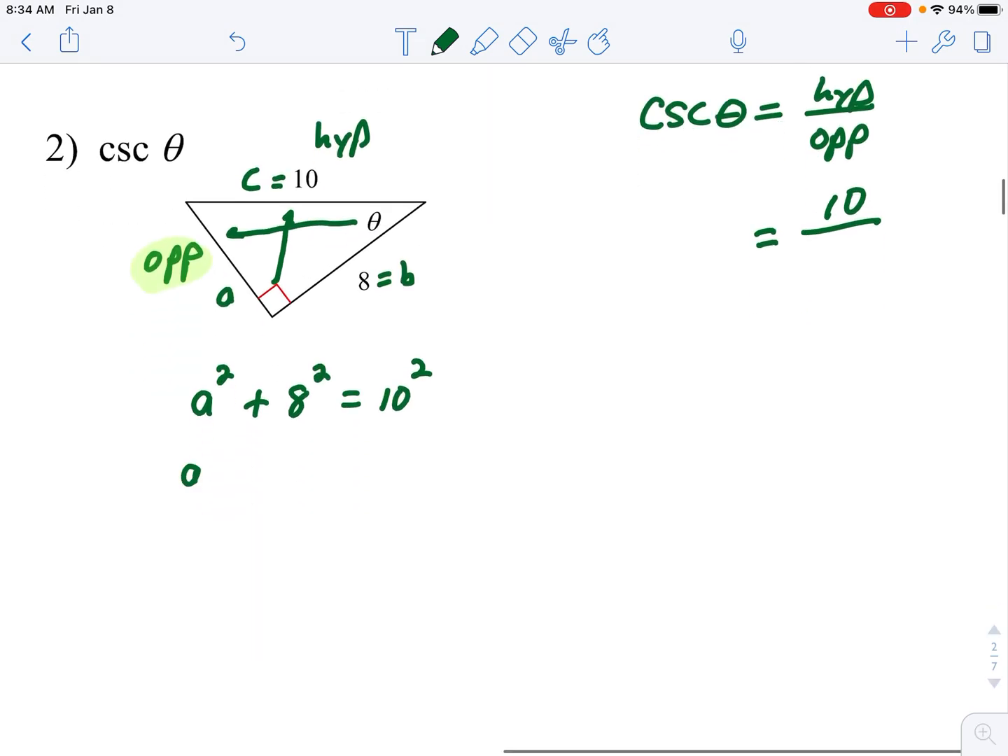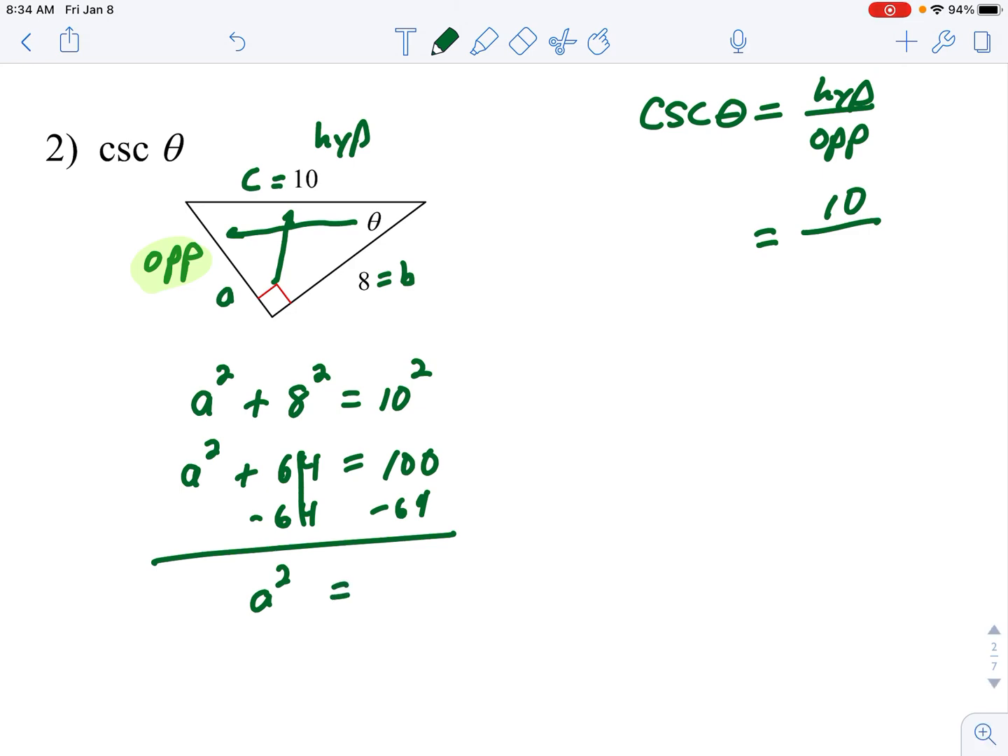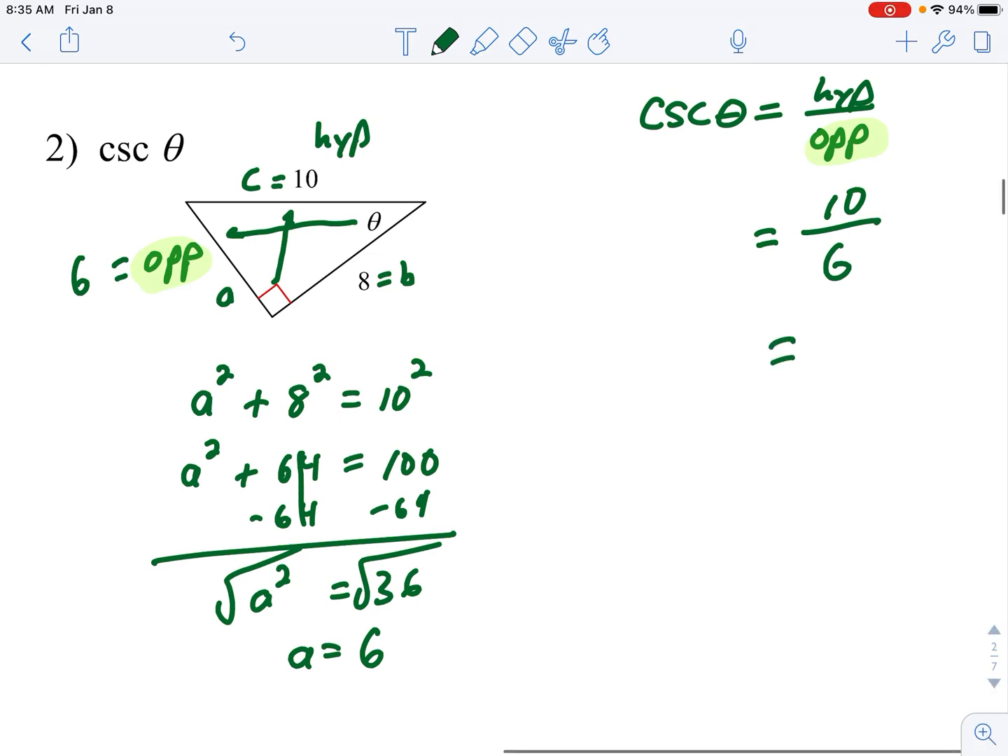And then do the math here. A squared plus 64 equals 100. Subtract 64. A squared equals 36. Square root both sides. Now 36 is a square number, so A works out to equal 6. So now I know that the opposite is 6. I can plug in 6 to my answer, and I get 10/6. Although, keep in mind that fractions can reduce, so I'm going to reduce that to 5/3.